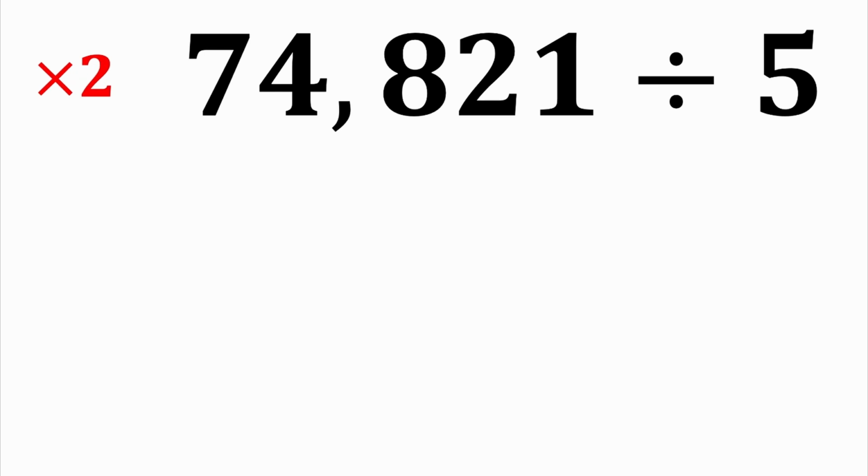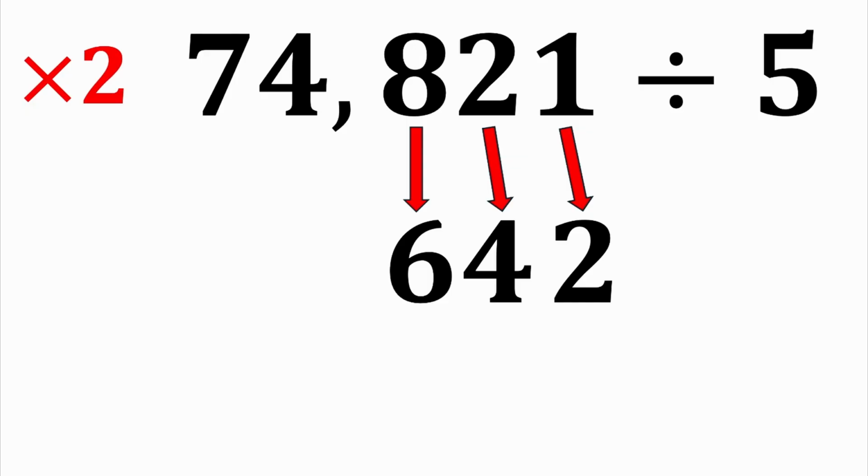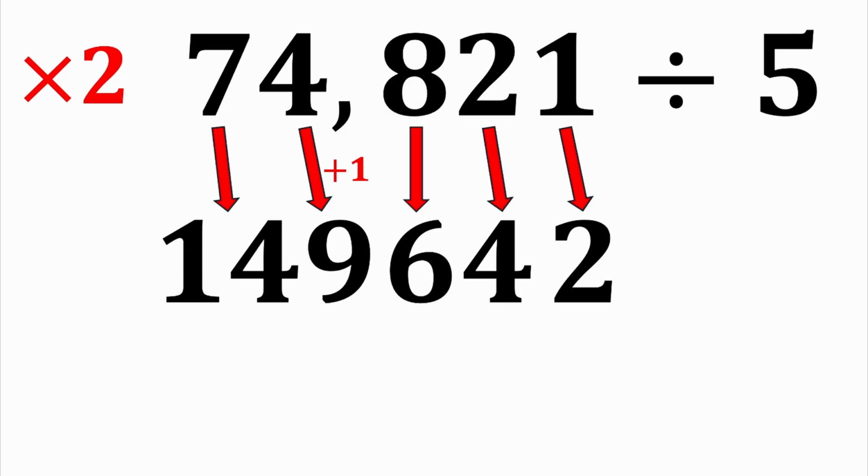74,821. Again, I'm going to double the number, so 1 times 2 is 2, 2 times 2 is 4, 8 times 2 is 16, I'm going to write the 6, carry the 1, 4 times 2 is 8, plus the 1 that I carried is 9, and 7 times 2 is 14. Just like before, I'm going to put a decimal before the last digit, and there you go.